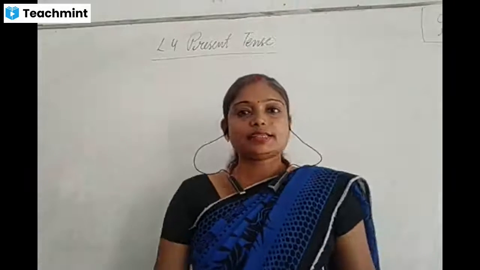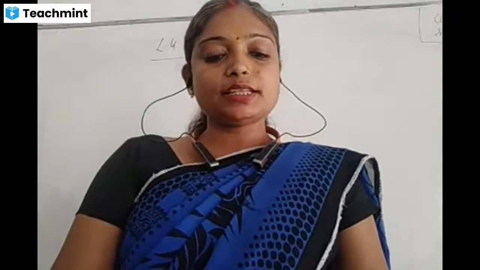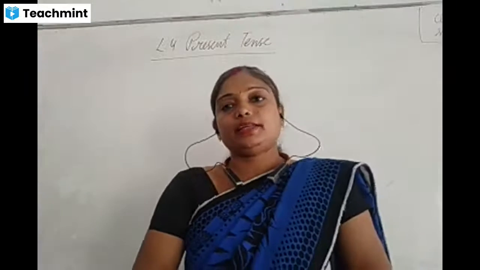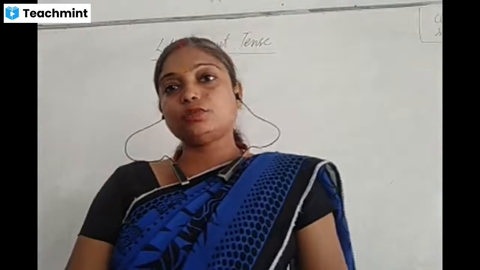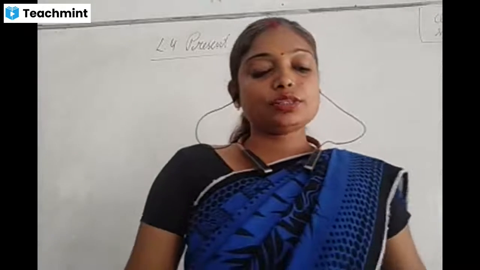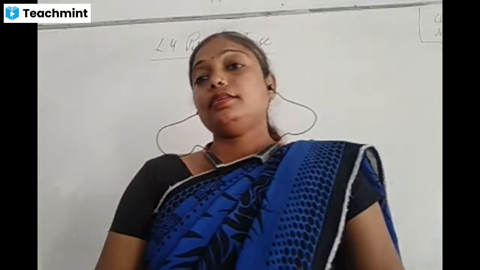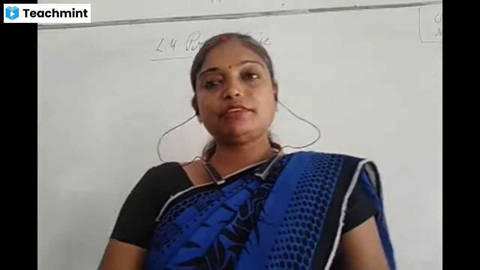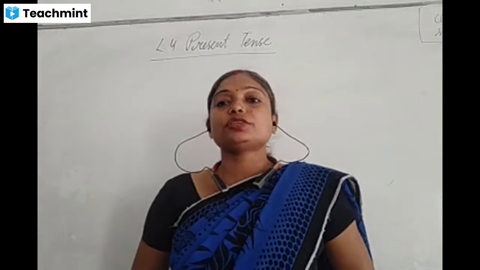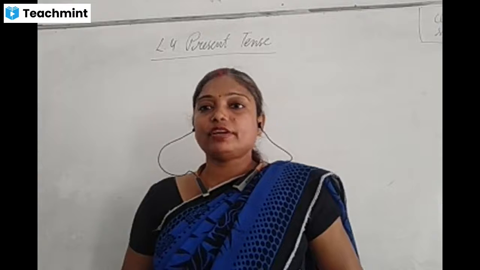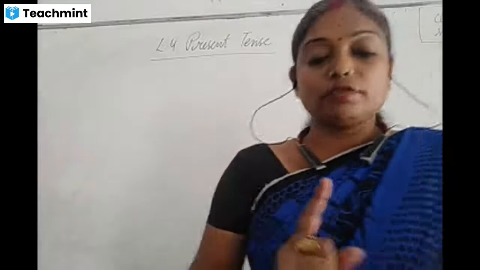Now see, exercise A. Rewrite the following sentences using the simple present tense of the verb given in the bracket. In the sentence, some verbs are given in the bracket. You have to write them in the simple present tense. So you see number one first. The earth rotates around its axis and revolves around the sun. It takes 365.25 days for one revolution. See what it shows. It shows a geographical fact: the earth is always rotating on its axis and always revolves around the sun.